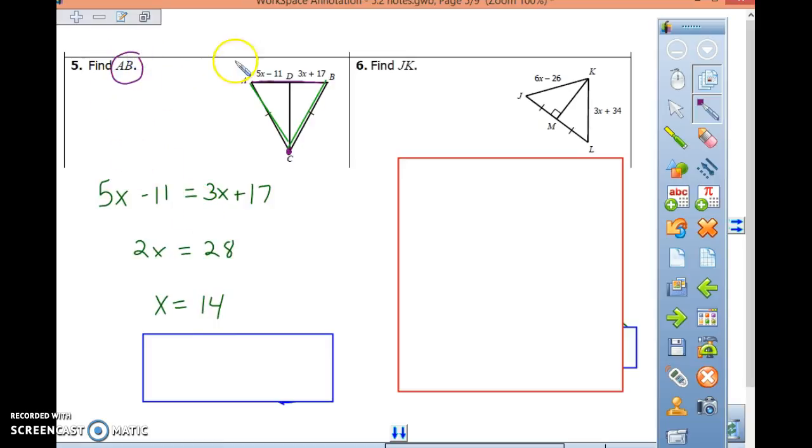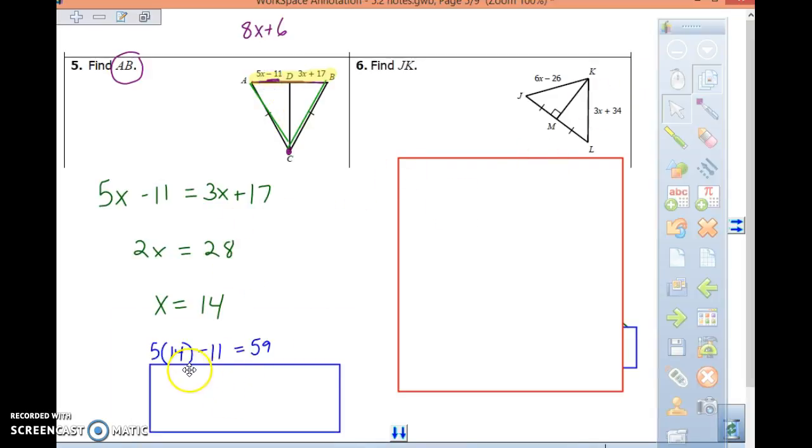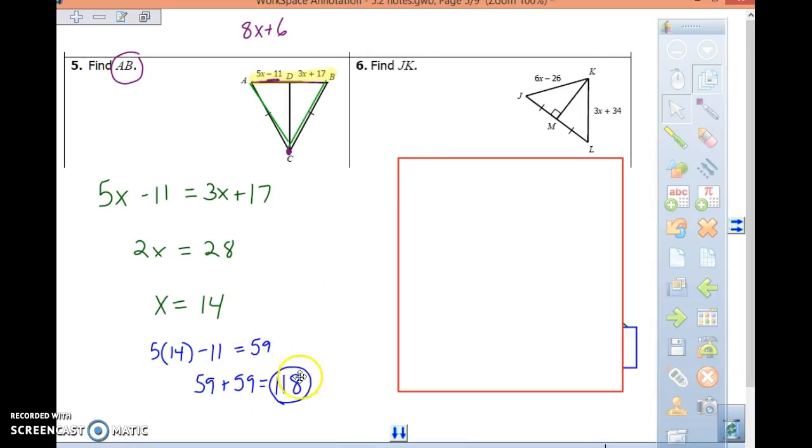The question is asking us for AB. Well, instead of adding those together and getting 8x plus 6 and then plugging in, I'm just going to find half of it and then double that number. So plugging in for 5x minus 11, I get 59, and that happens on both of those parts. So 2 59s gives me 118. Otherwise, 8 times 14 plus 6 will also give you 118.